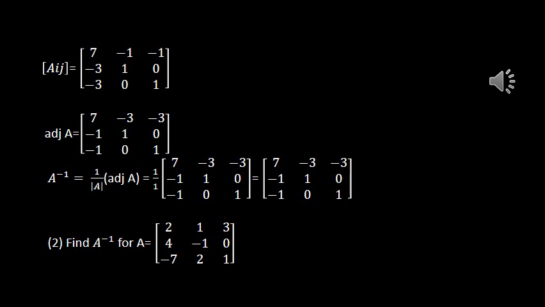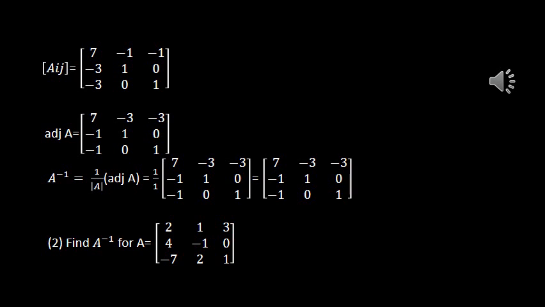Now the formula: A inverse is equal to 1 by determinant A into adjoint A. We substituted and got the answer: the matrix with rows 7, negative 3, negative 3; negative 1, 1, 0; negative 1, 0, 1. 1 by determinant A is 1 here. Is it okay? Now one more example.